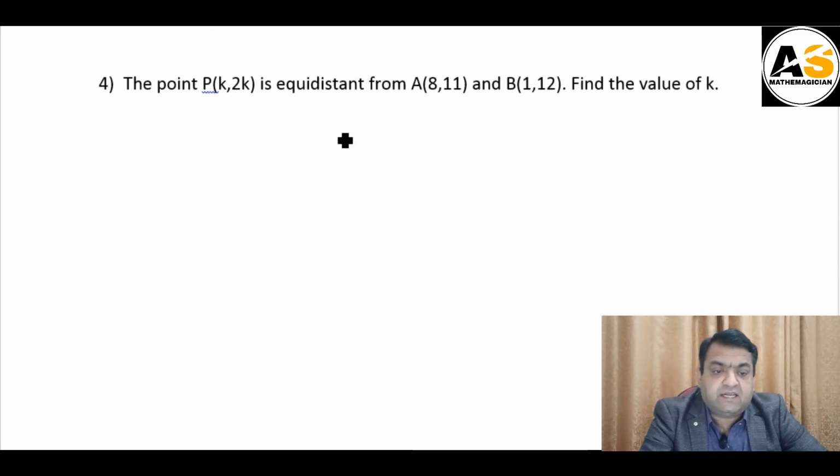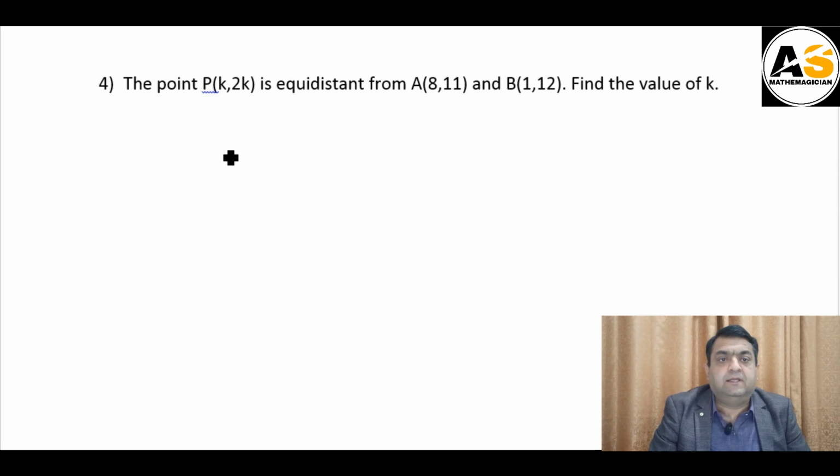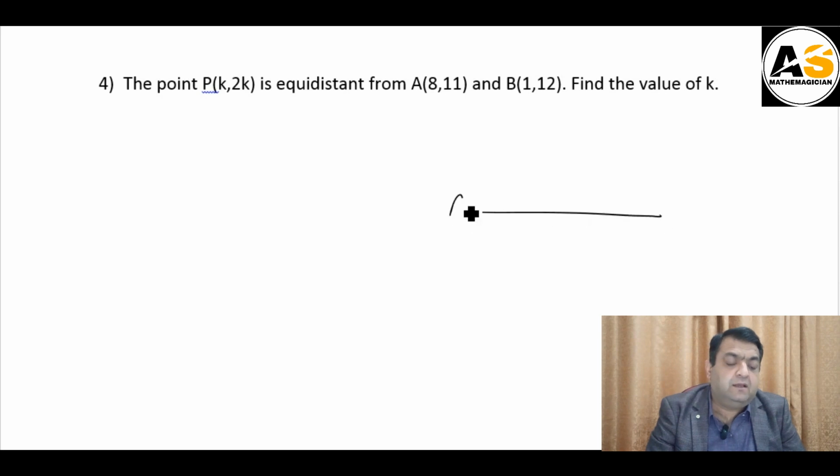Dear student, next question, question number 4 for today's lesson. The point P has unknown coordinates k and 2k, and this point is equidistant from A and B, and we have to find the value of k. We are given 2 points A, B. The third point is equidistant from A and B. It can be their midpoint, but it can be any other point in the plane. It is not necessary that it is the midpoint.